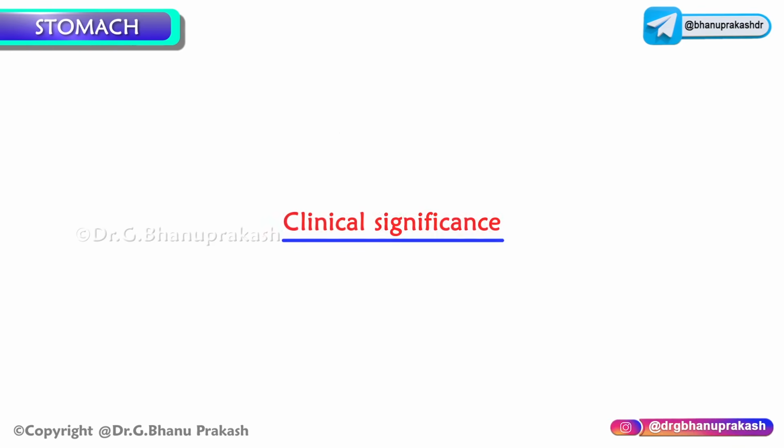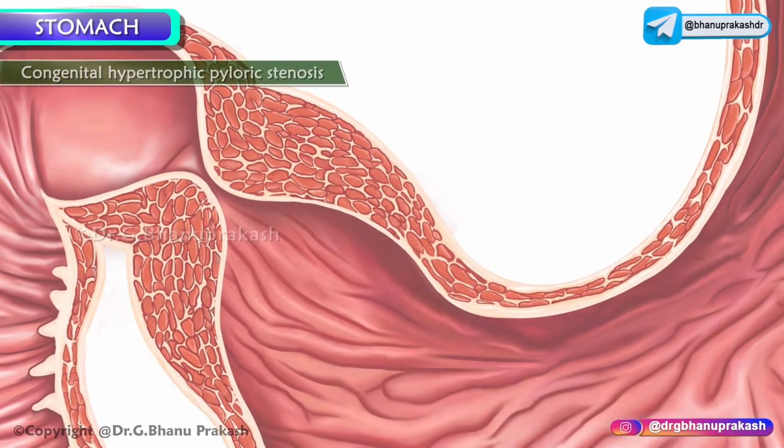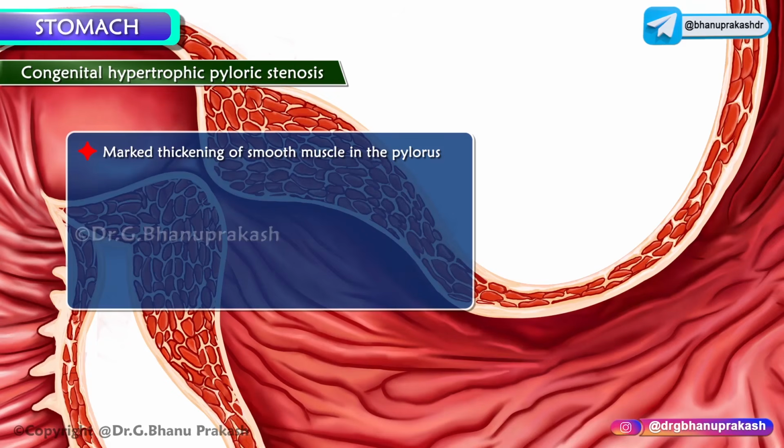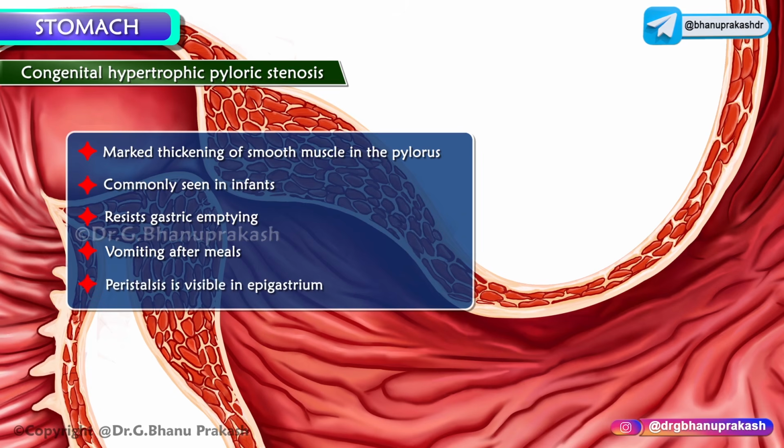And at last, what is the clinical significance of the stomach? The first condition is congenital hypertrophic pyloric stenosis. In this condition, there is a marked thickening of the smooth muscles in the pylorus, which is most commonly seen in infants. In neonates with pyloric stenosis, the elongated overgrown pylorus is extremely hard and the pyloric canal is narrow, resisting gastric emptying. That is the reason it causes vomiting after meals, as well as peristalsis clearly visible in the epigastrium.